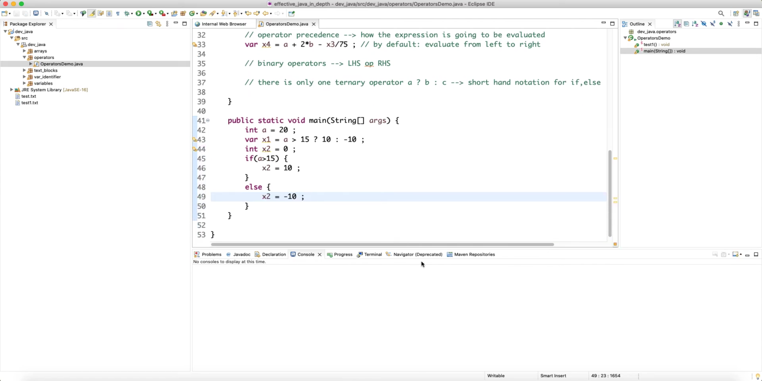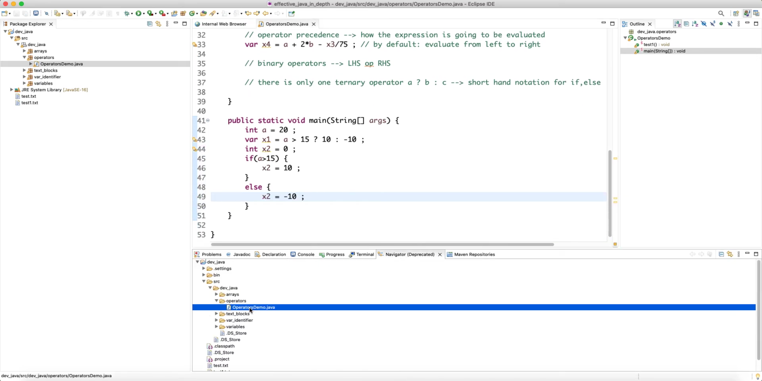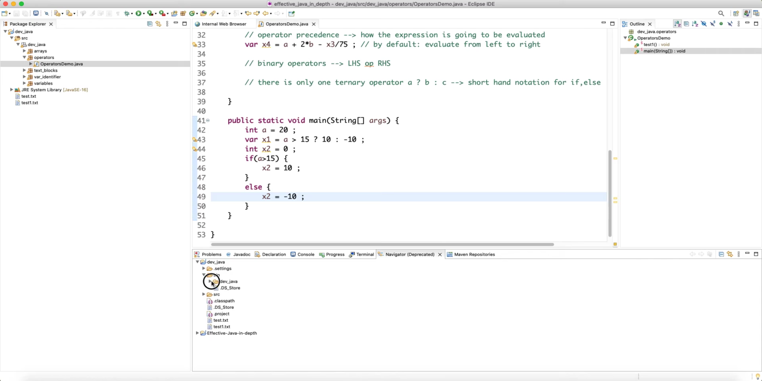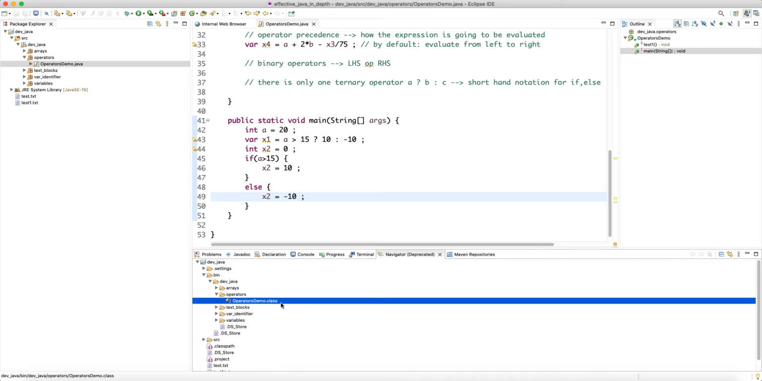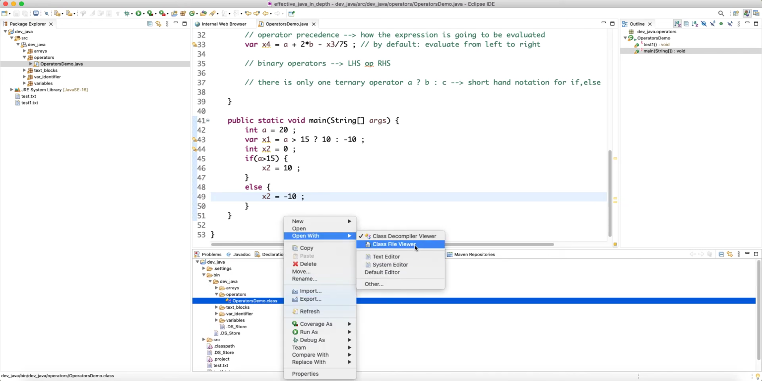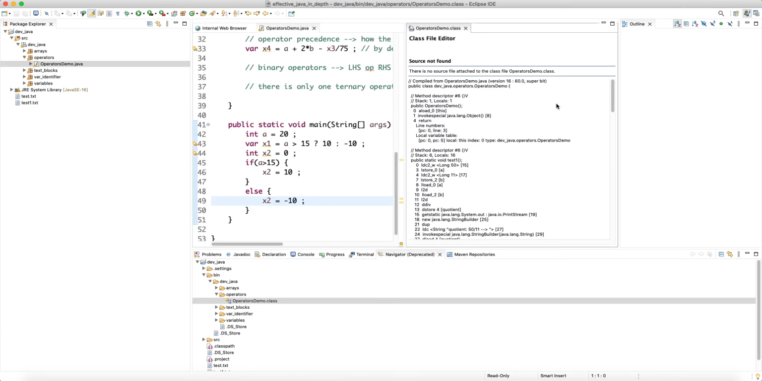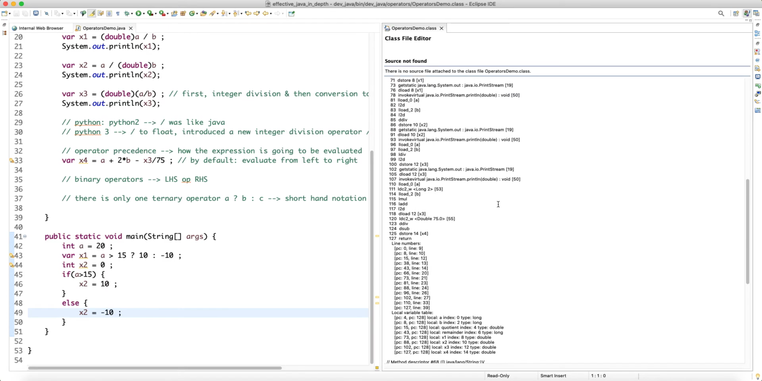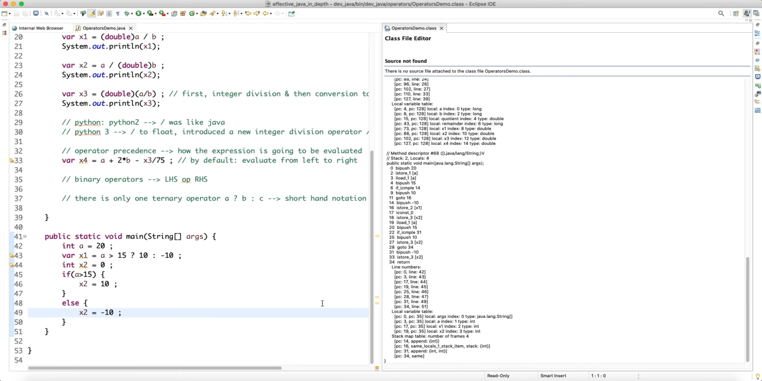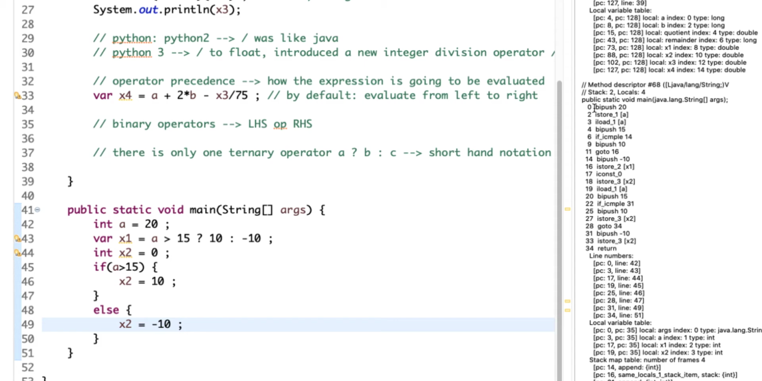All right. So if I go and look at the bin folder of my project and look at the bytecode, let's open with the class file viewer. All right, let's zoom in a little bit, go full screen. So let's look at the main method. What do we have in the main method?